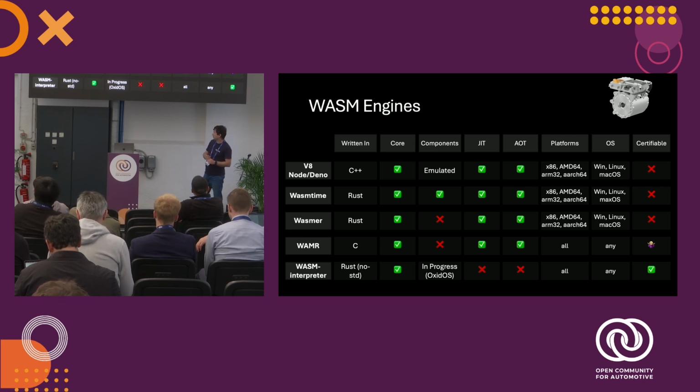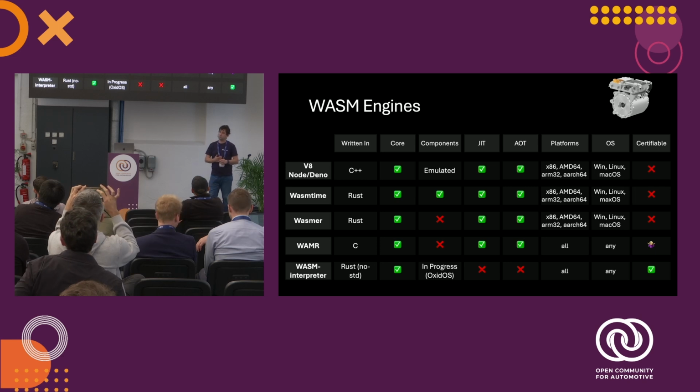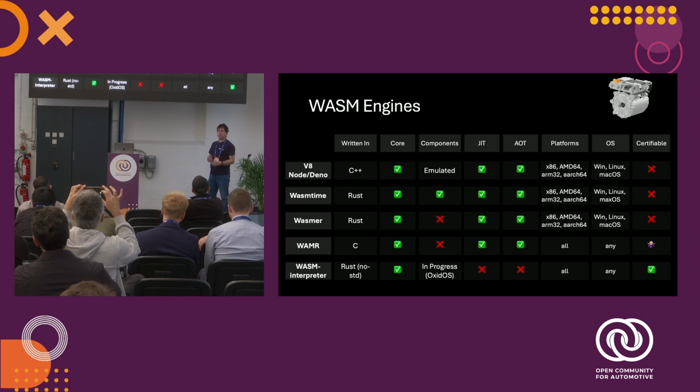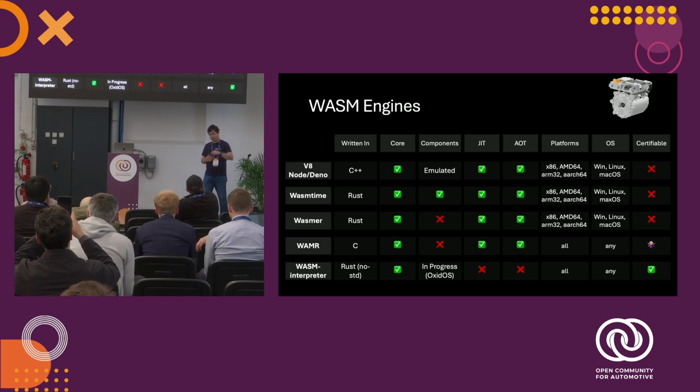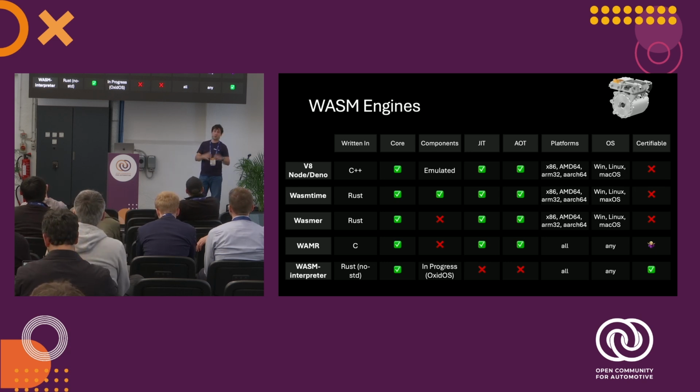So V8, the JavaScript engine in Chrome, is probably the most used WebAssembly engine. It's written in C++. It's present in Deno as well. Deno is Node written backwards. Same person that did Node did Deno. Afterwards, it supports the WebAssembly core modules, and you can run components in an emulated way. It doesn't support components out of the box, but you can shim it with some JavaScript.